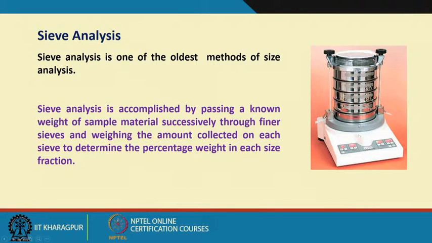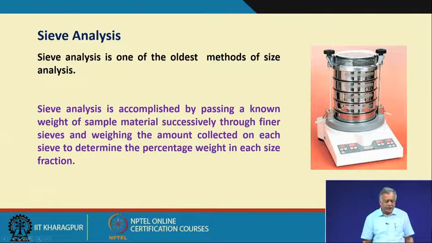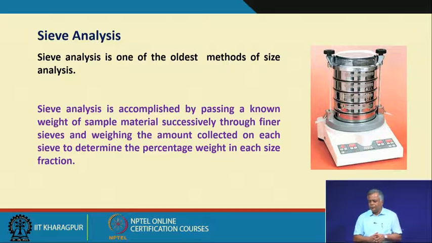And after that, what do you do? Suppose I run the test for a certain specified period of time, say 10 minutes, and then I stop the machine, I collect the samples, dismantle all the sieves, and take out the samples retained on each sieve, and then weigh them individually.